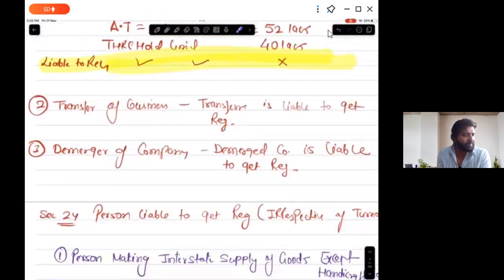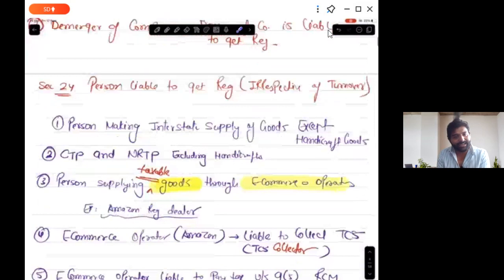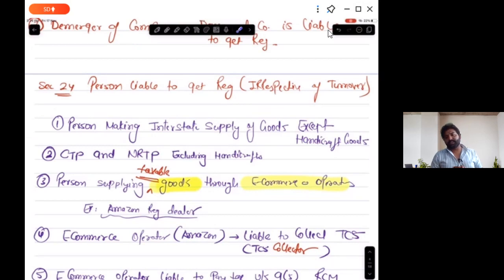Transfer of business, not important. Demerger, not important. We can move on to another important section, and that is section 24. So section 22 covers all those persons whose turnover is crossing the limit. Now I'm talking about those people whose turnover is not crossing the limit, but they are also liable to get registered because they are covered in section 24.